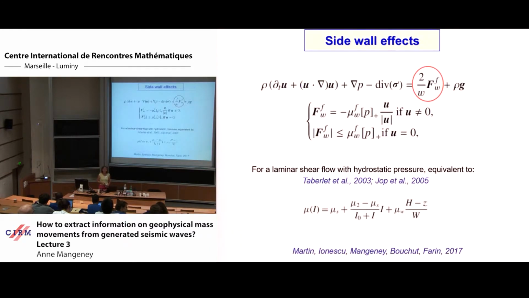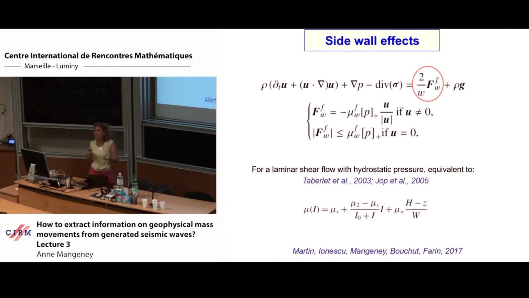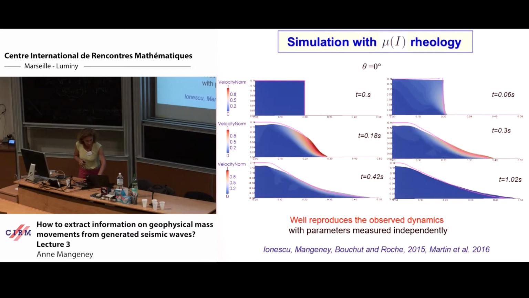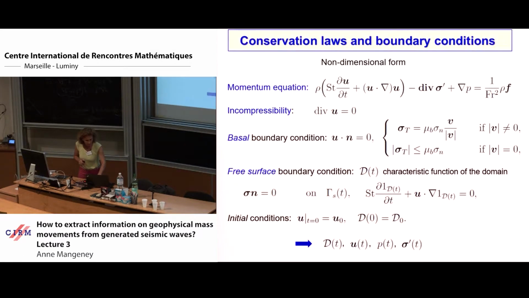Okay, so all I showed you before, I showed you that we try to compare simulation with laboratory experiments to really get quantitative agreement and discriminate which model is the best one. And one term that I didn't talk about before is related to the wall friction. It was this picture here.